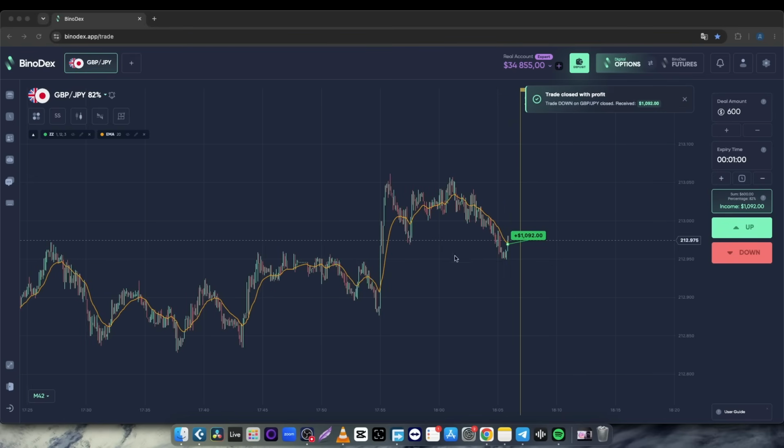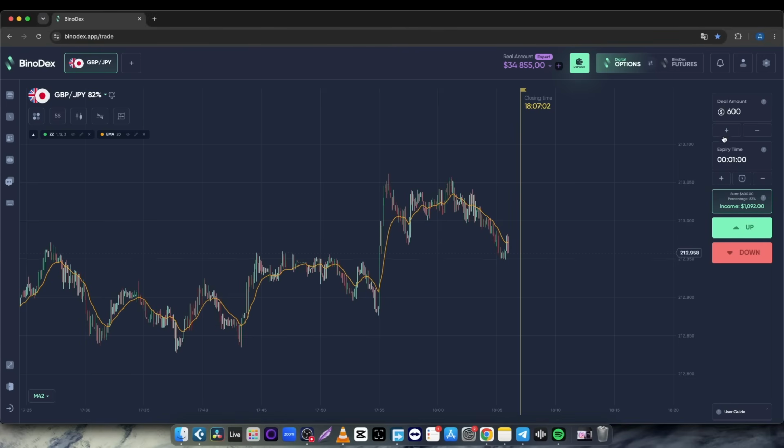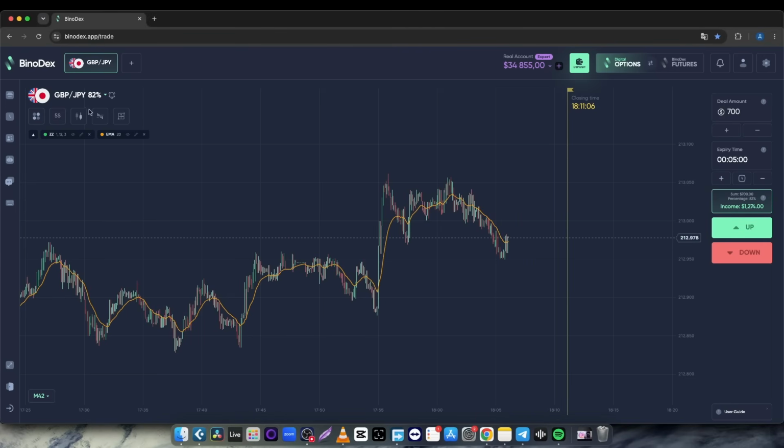Okay, let's note that my first trade ended in profit. Great start! The neural network is working well. Now I'll open a second trade on the 5-minute time frame and invest $700 according to the money management rules.